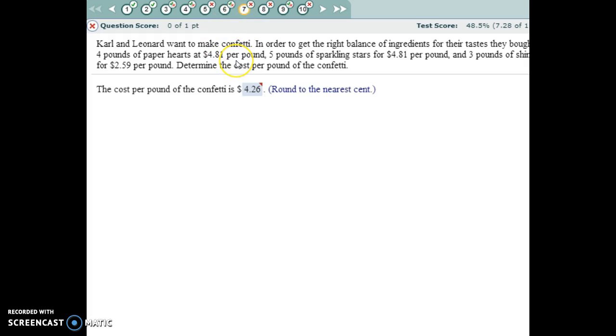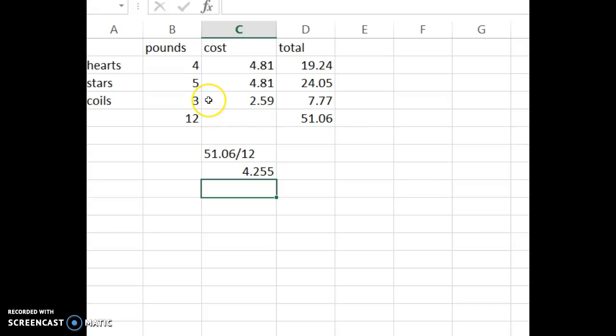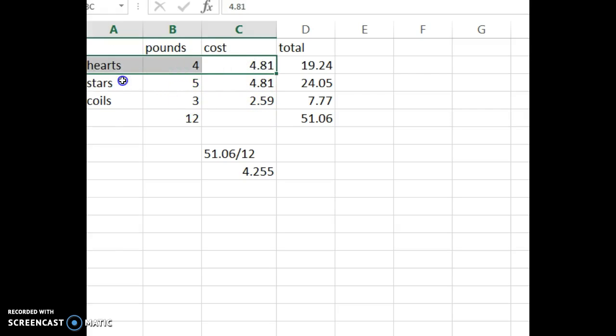Looking at number 7, making confetti, we have 3 different ingredients here, and we're trying to find the cost per pound. So we need to know the total cost and the total weight, the total amount of pounds there are, and then we'll be able to find the cost per pound. So I made a table in Excel of our 3 ingredients and how many pounds and the cost of each of those ingredients. So the problem gave you all this information.